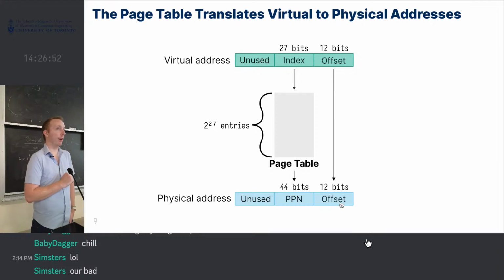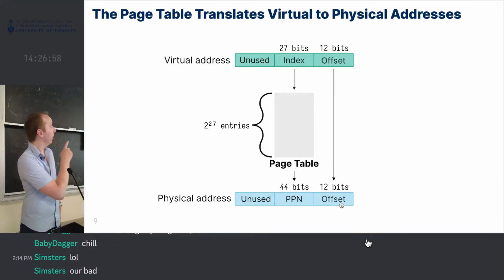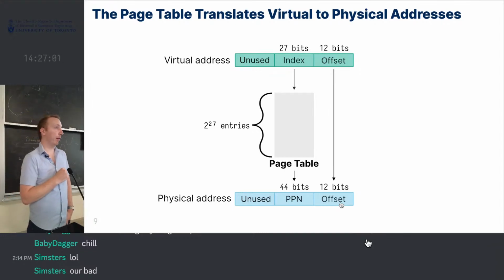So processes cannot access physical memory directly. Processes only deal with virtual memory. So this page table is managed by the kernel. The kernel controls what virtual addresses go to what physical addresses, and the kernel is the only thing that controls this page table. This page table would be unique per process as well.